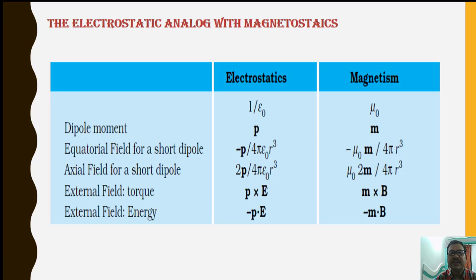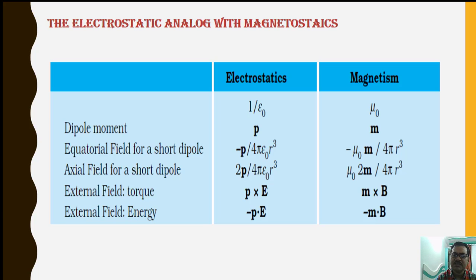Next, the electrostatic analog with the magnetostatic. Now we compare electrostatics and magnetostatics. First one, electrostatics and magnetism. 1 upon epsilon 0 is equivalent to mu 0. Epsilon 0 is permittivity of the free space, mu 0 is permeability of the free space. Dipole moment p, and here in magnetism is what? Magnetic moment. p is defined as Q into 2a. m is defined as what? NIA.